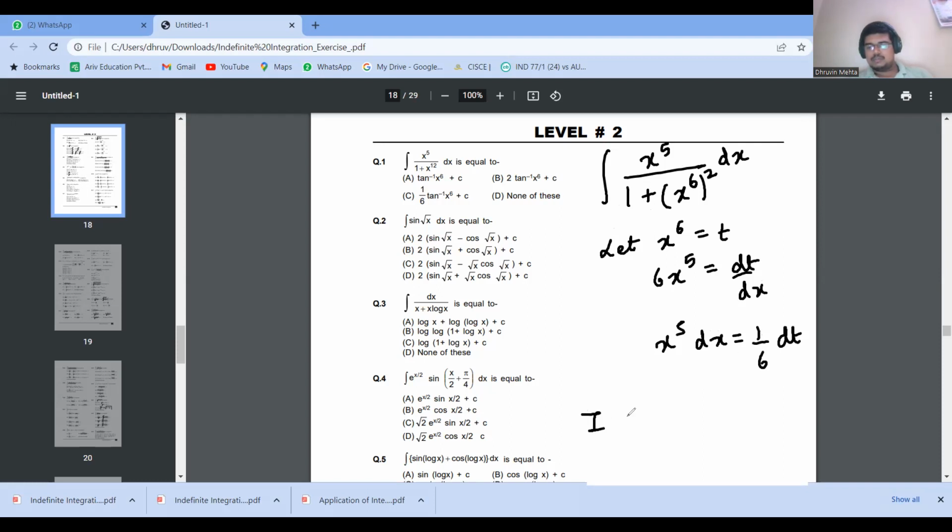So the question becomes 1 upon 6 integration 1 upon 1 plus t square. Can you now complete this? Can you tell me the answer? C. Sorry Arush, what did you say? C. Correct, because this will be tan inverse t. Are you following this, Trisha, Muskan? Yes, sir. Done. Shall we take the next one?